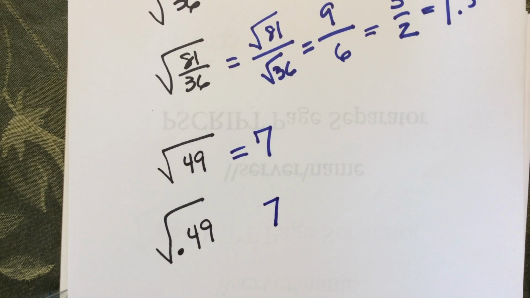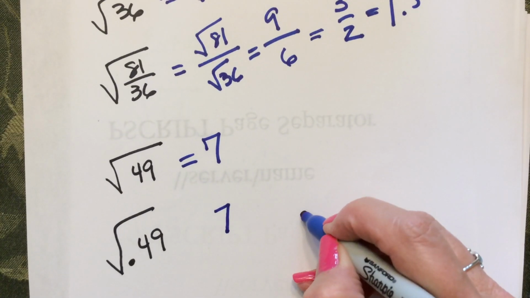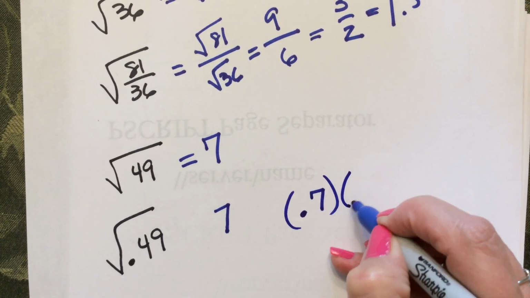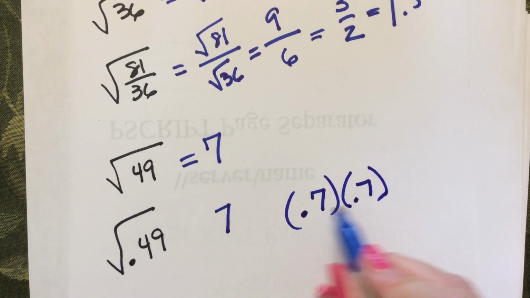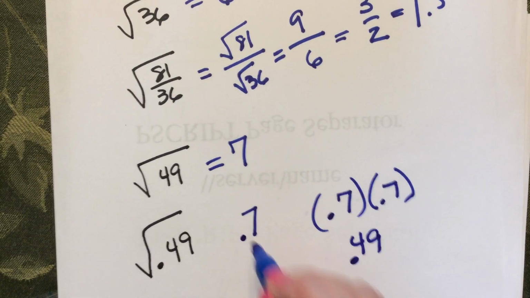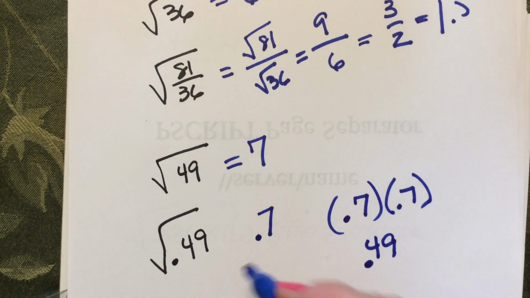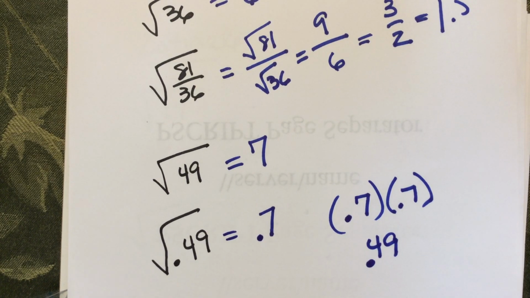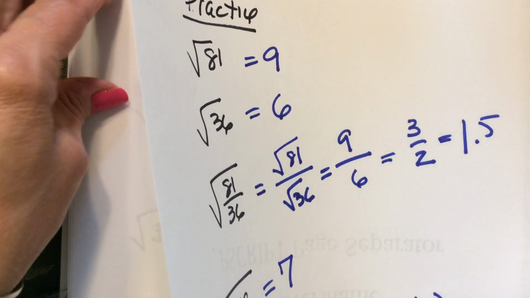But when I multiply 7, if I have a decimal in there, let's take a look at what I can do. If I have 0.7 times 0.7, 7 times 7 is 49, and I count up my decimal places, 1, 2, that gives me 0.49. So you're going to have to play a little bit and remember your decimal rules when you have to take the square root of a decimal, okay? So that's some easy practice to do.